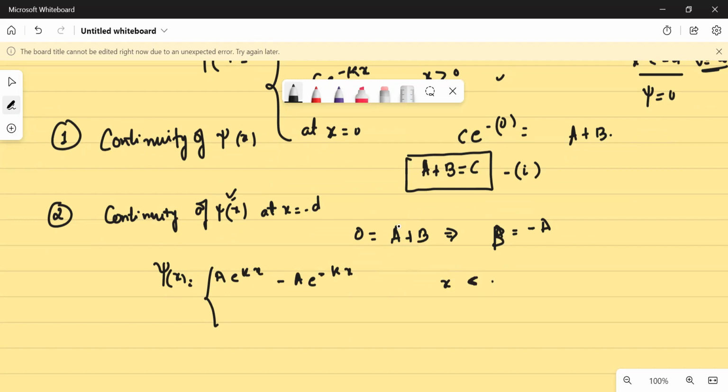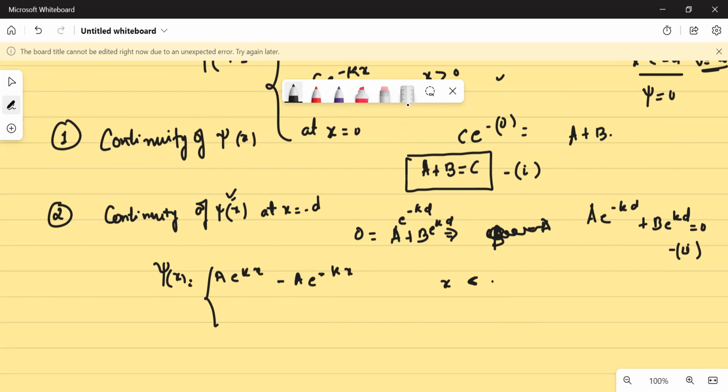So at x equals minus d, the exponential term is not there. So I'll write e to the power minus kd and then e to the power kd, because if this comes to the case, then this will become 0. So a e to the power minus kd plus b e to the power kd must be equal to 0. So this is your second equation, right?